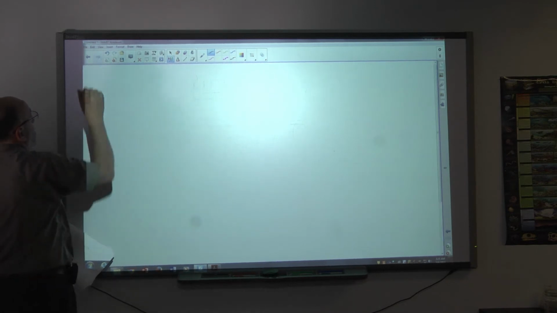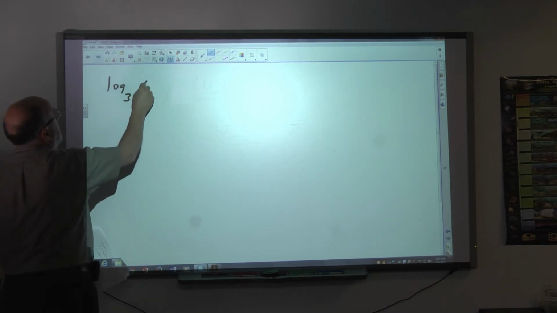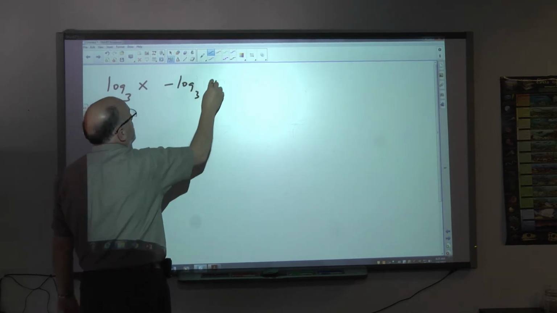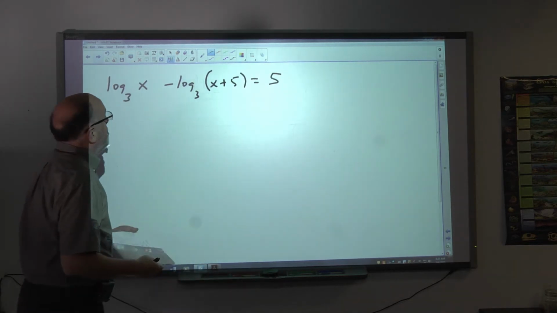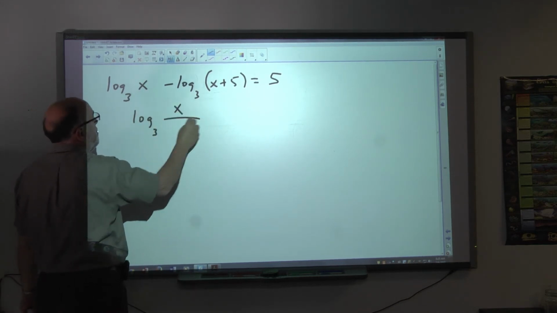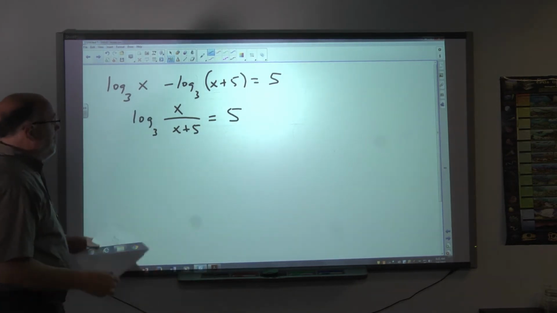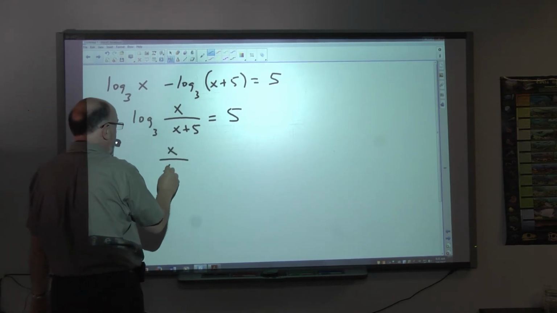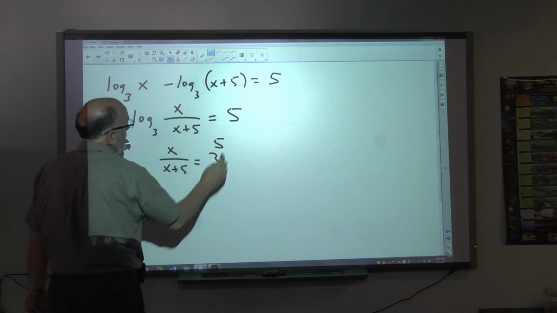Other examples then. So again, we're solving for x. So log base 3 of x minus the log base 3 of x plus 5 is equal to 5. So this side we can rewrite as a single logarithm. So this is going to be the log base 3 of x over x plus 5. Okay. And now we want to go from the log form and rearrange it to the exponential form. And so this will be that x over x plus 5 is going to equal 3 to the 5th.